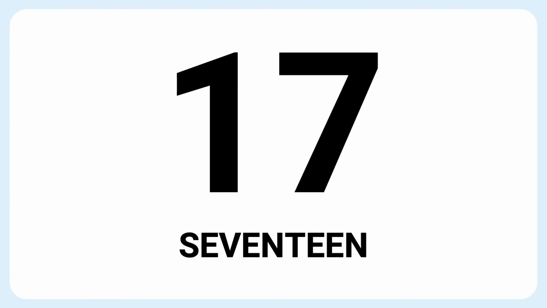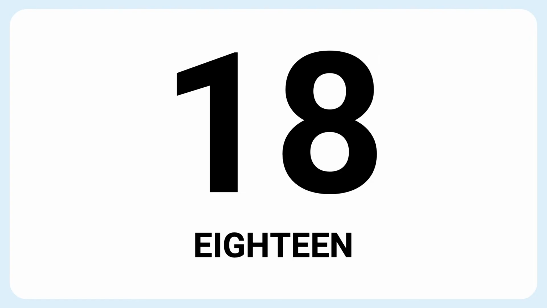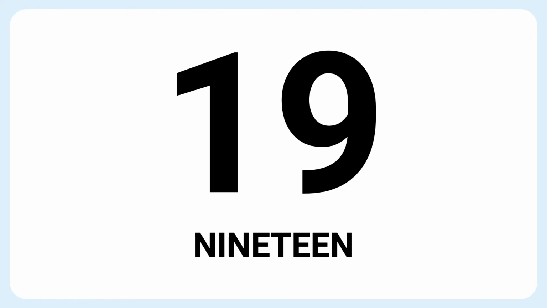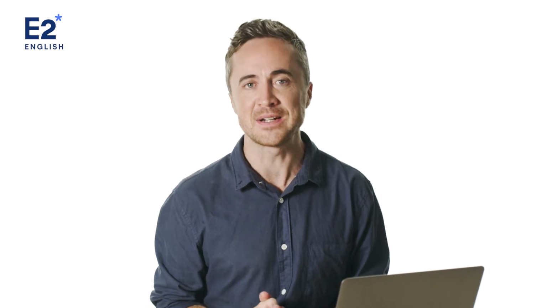F-O-U-R-T-E-E-N. 15, F-I-F-T-E-E-N. 16, S-I-X-T-E-E-N. 17, S-E-V-E-N-T-E-E-N. Our favorite 18, E-I-G-H-T-E-E-N. Notice that we drop one of the T's there. And 19, N-I-N-E-T-E-E-N. All right, so that's cool. We now can spell every word from 1 to 19.